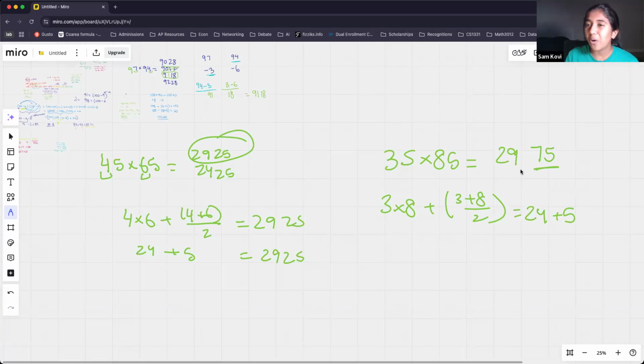So I see a couple of questions. Someone asked, does this work only for numbers ending in 5? Yes, this only works if your number ends in 5.